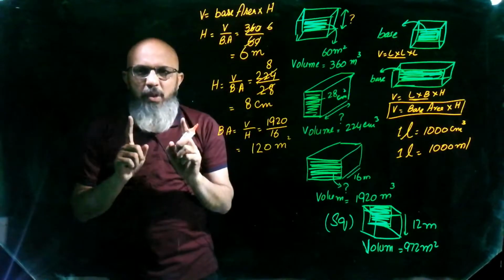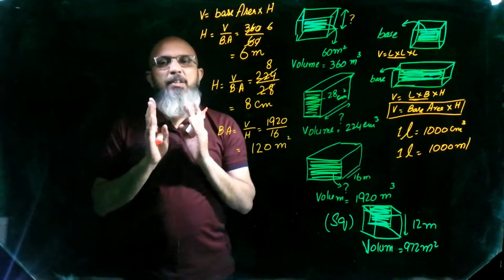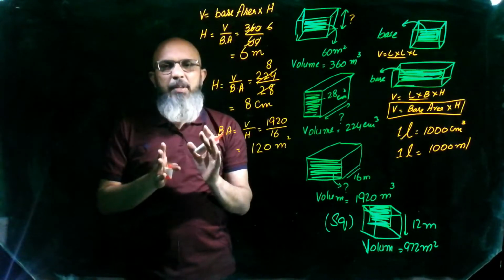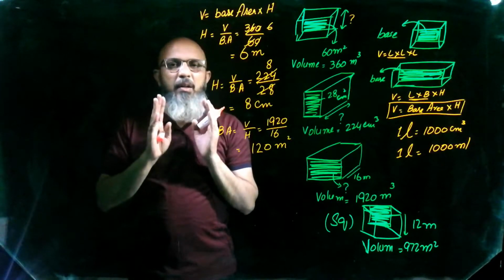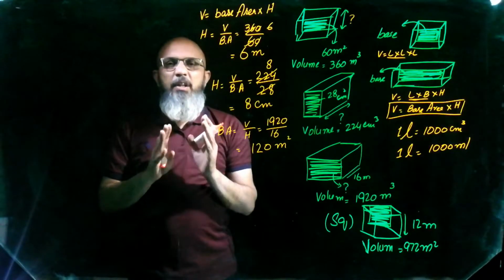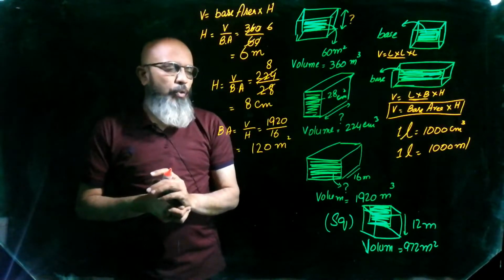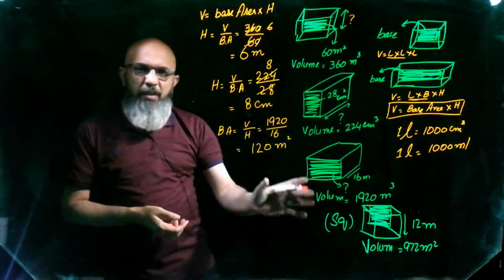The unit of area is always square, either millimeter square, meter square, centimeter square, or kilometer square, and the unit of volume is always cube, right? So now come to the last question which I have written.